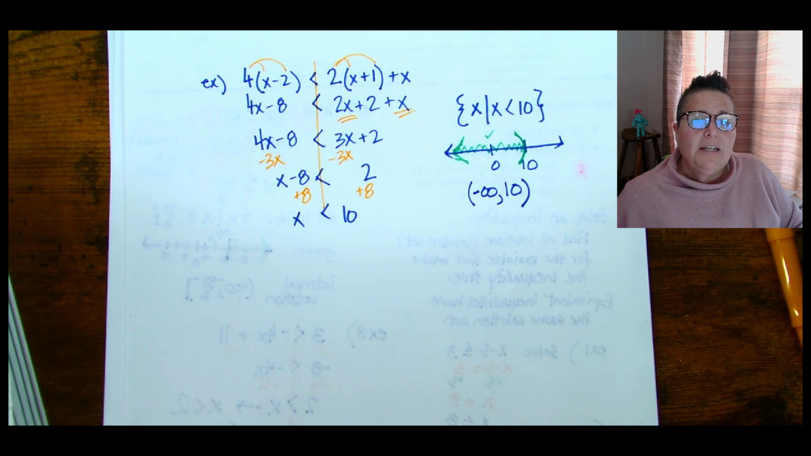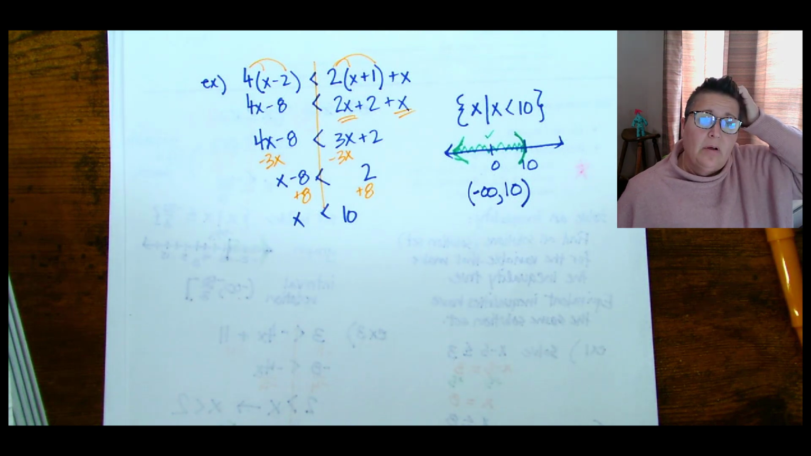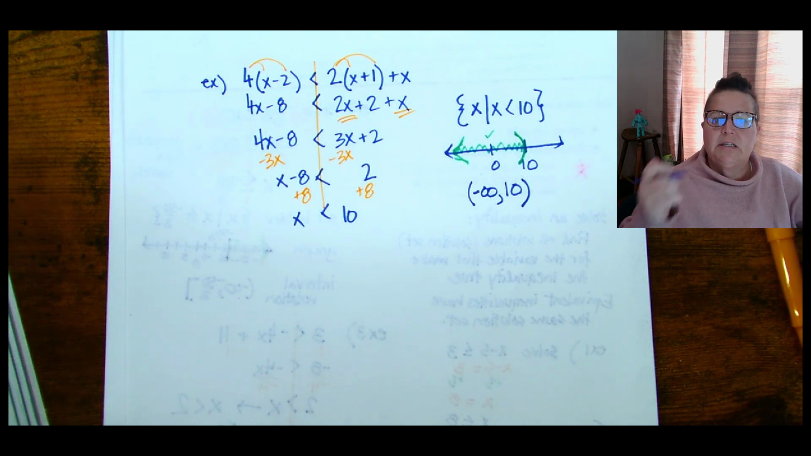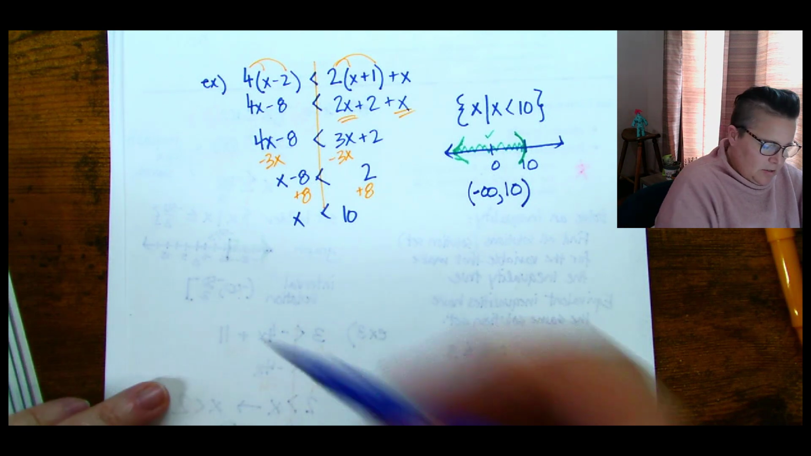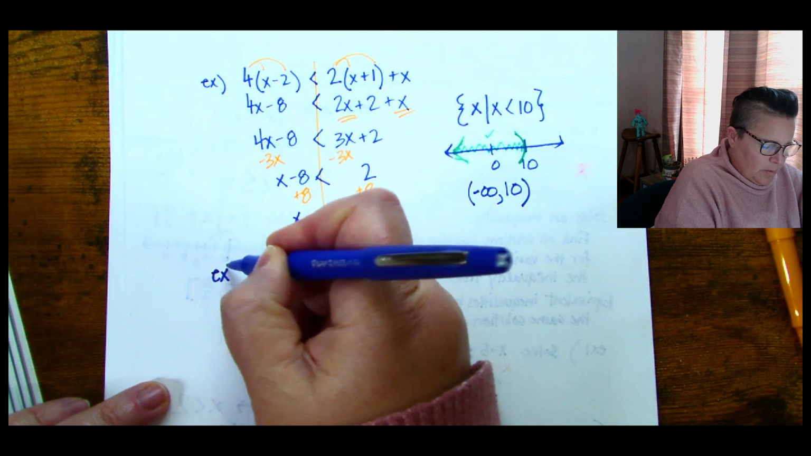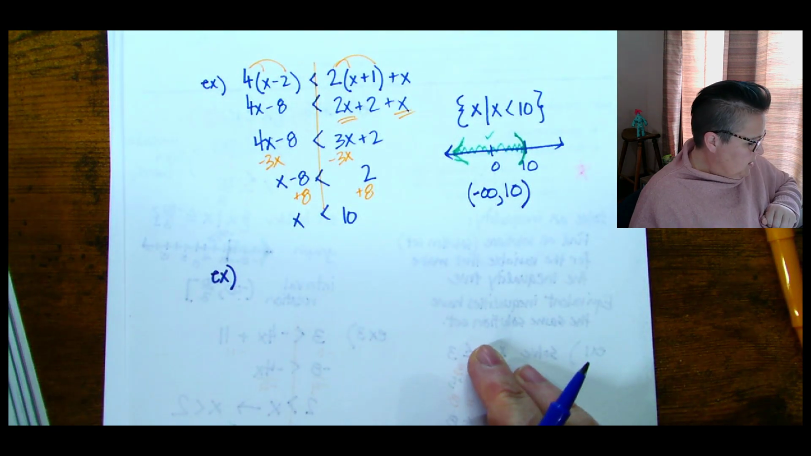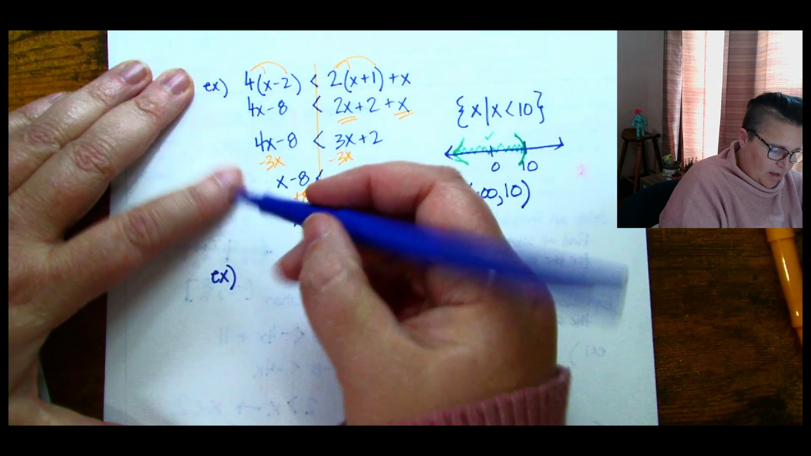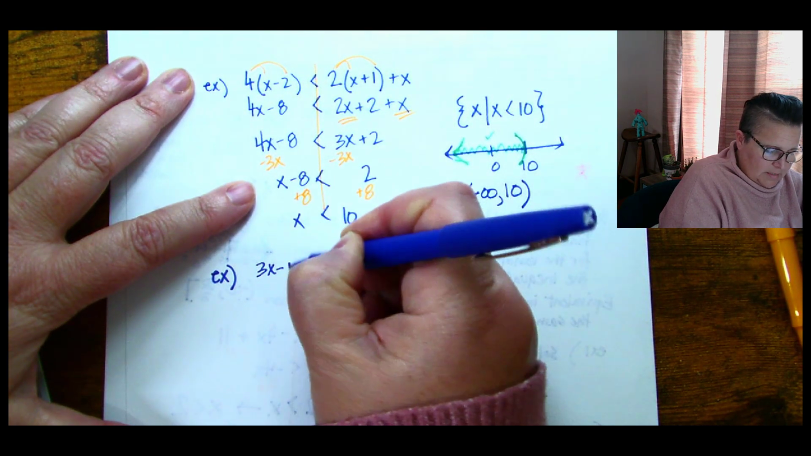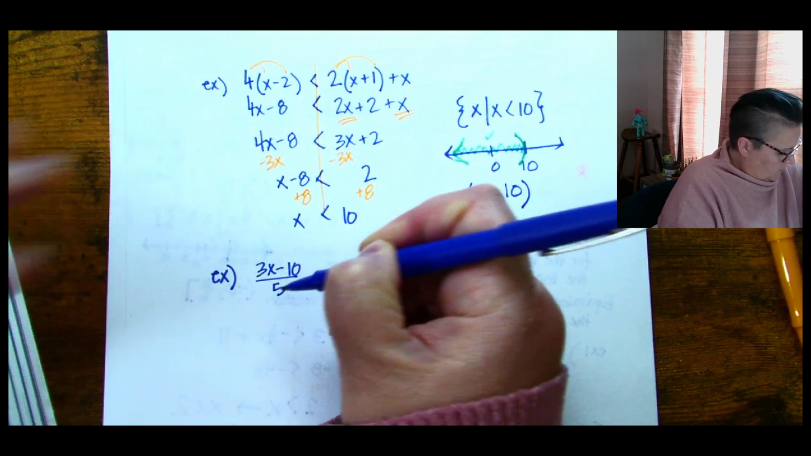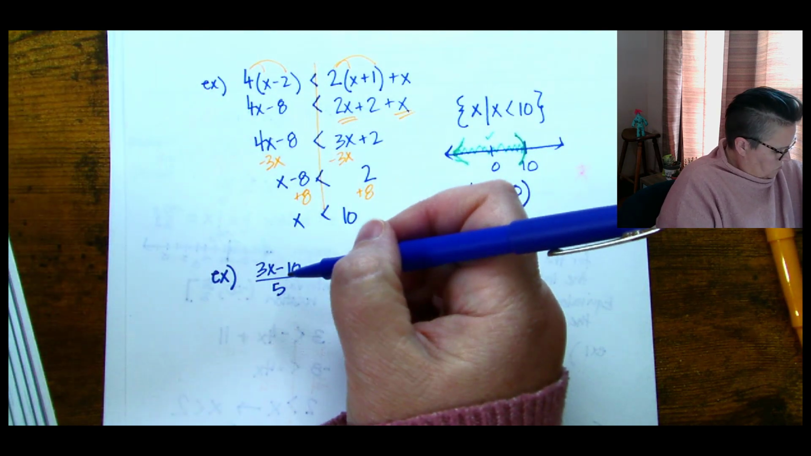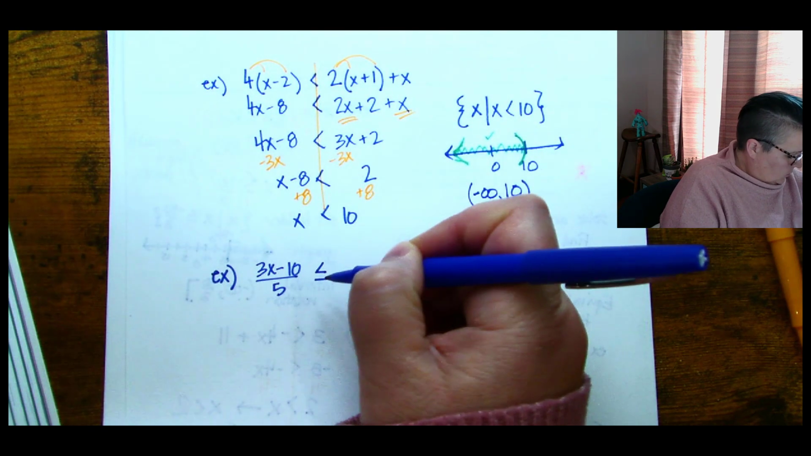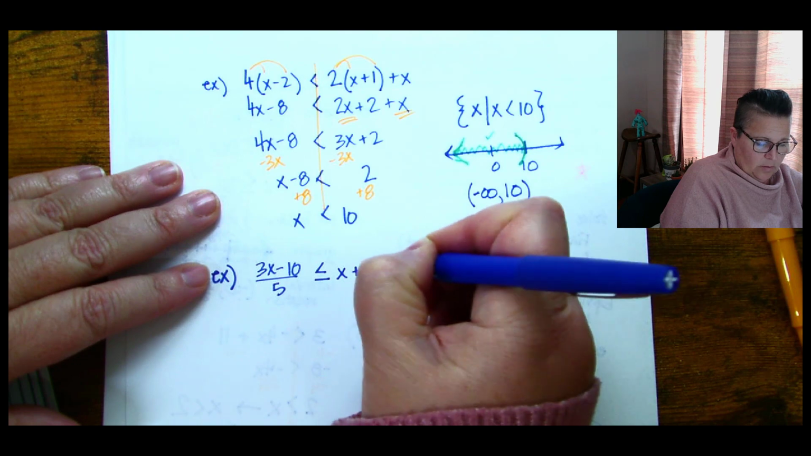Okay, so I did want to do one other example on this, just because I feel like we got gypped out a little bit, just always using the less than. So I'm going to do one more example that I found. This one comes from number 60, in the problem set. So this is 3x minus 10 over 5 is less than or equal to x plus 4.